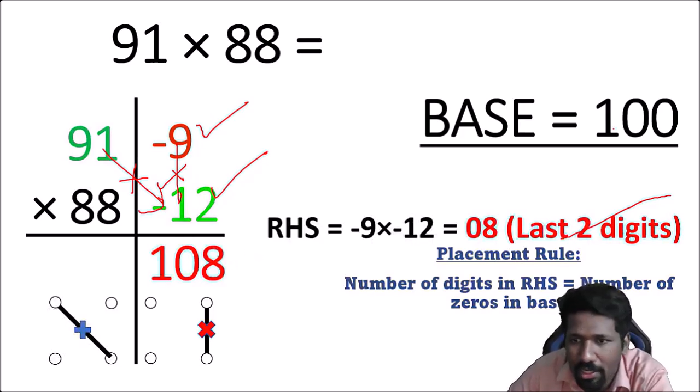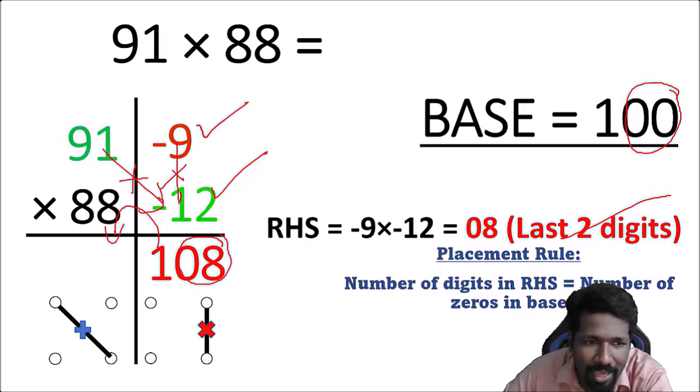But that is a 3-digit answer. The base has only 2 zeros, so the last 2 digits only you are supposed to take. The remaining one should be carried over to the next step. What is the next step?